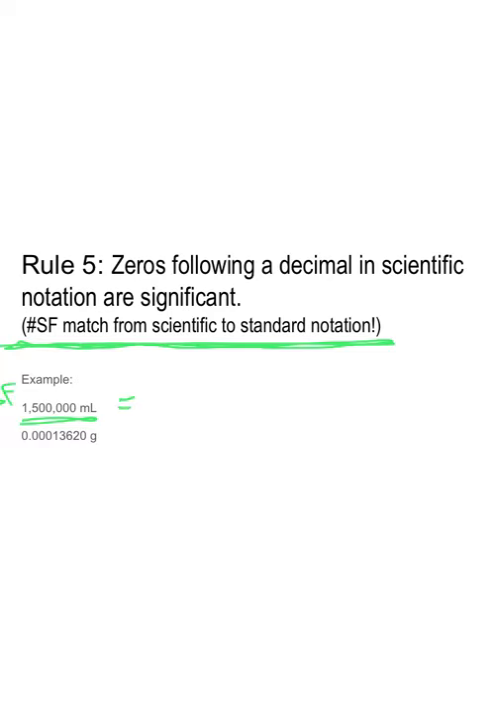When we convert this to scientific notation, we're simply going to move the decimal to the left until it is just after the first number that is not 0. 1, 2, 3, 4, 5, 6 times is how many times we're going to move that decimal to the left. Our scientific notation is going to be 1.5 times 10 to the 6th milliliters. This 6 is positive because our original number was greater than 1.